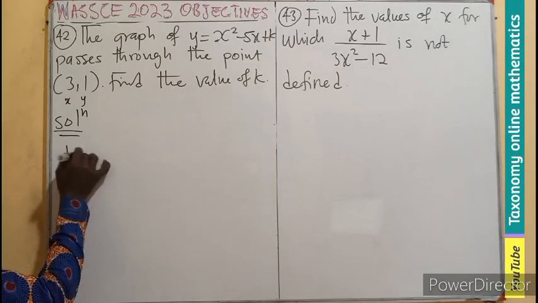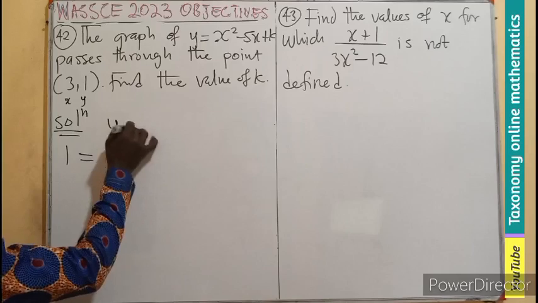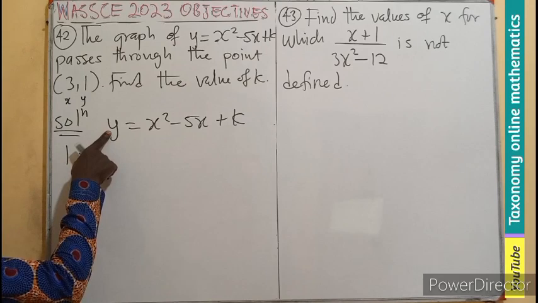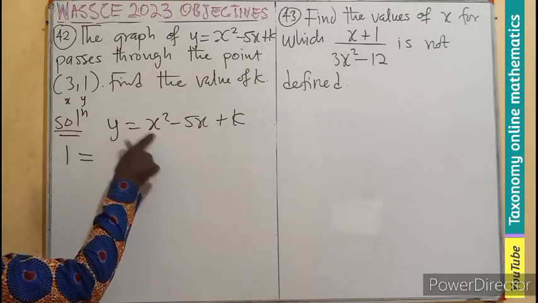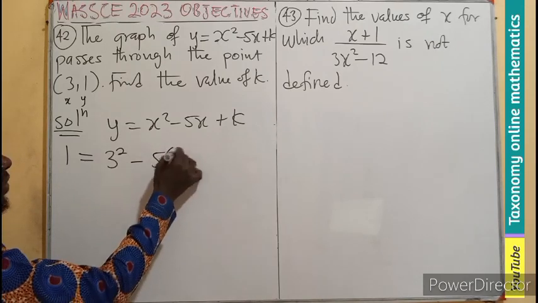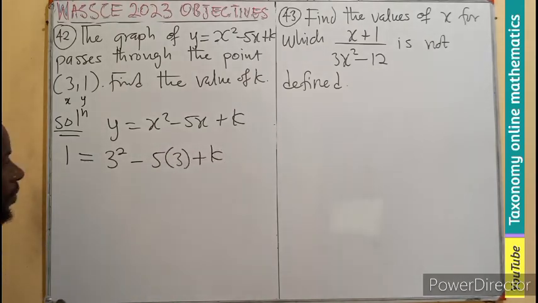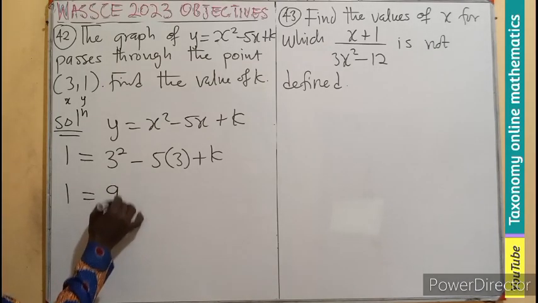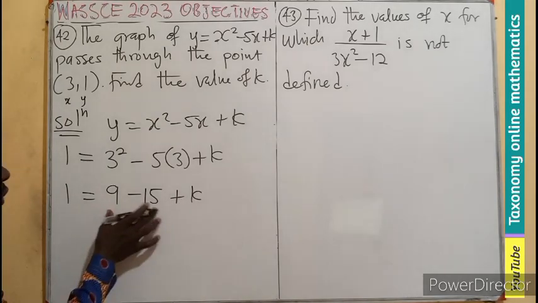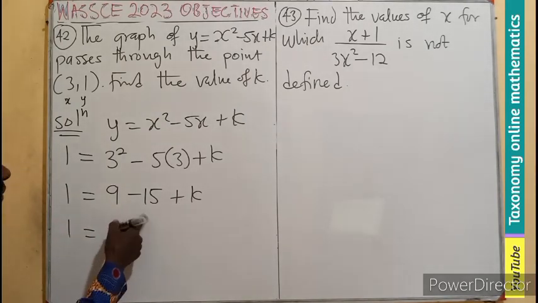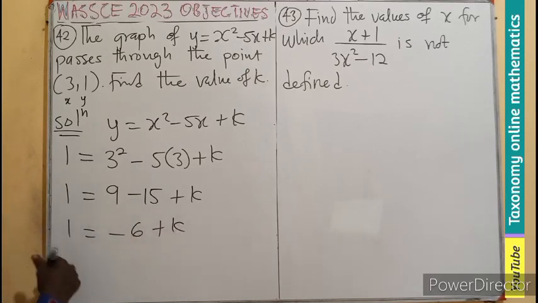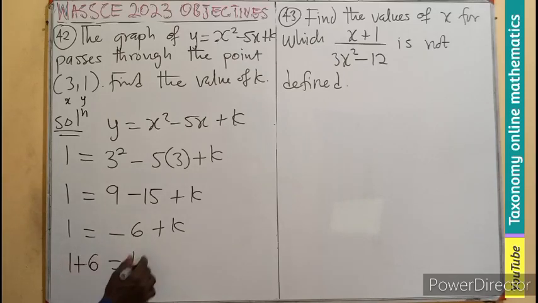So y equals x squared minus 5x plus k. Wherever I see y, I put 1. Wherever I see x, I'll put 3. So 3 squared minus 5 times 3, plus k. This will be 1 equals 9 minus 15 plus k. When we compute this, that will be a negative 6 plus k. We can transpose this to become 1 plus 6 equals k.